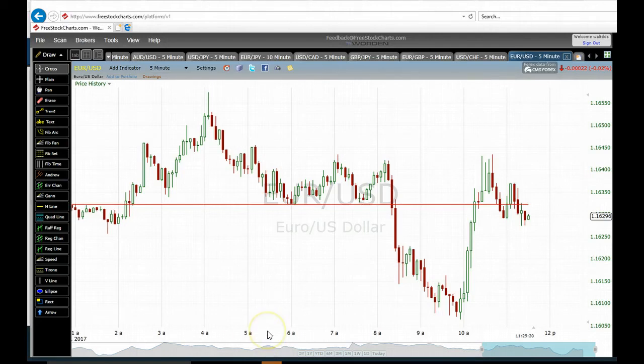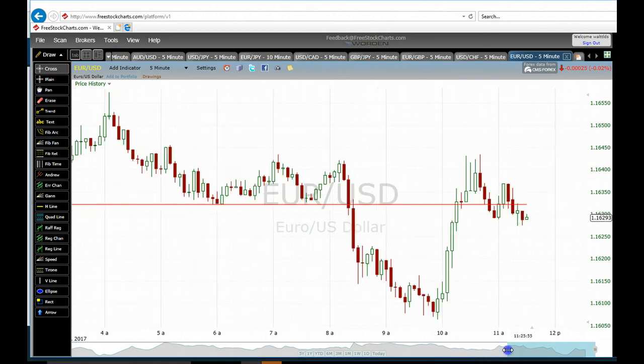I just wanted to go over another chart with you. Keep it kind of short, just how I analyze price movements on a 5-minute chart. Again, using the freestockcharts.com charting software. So I always start on a 5-minute chart, and as you can see, there's some nice downward trend here.